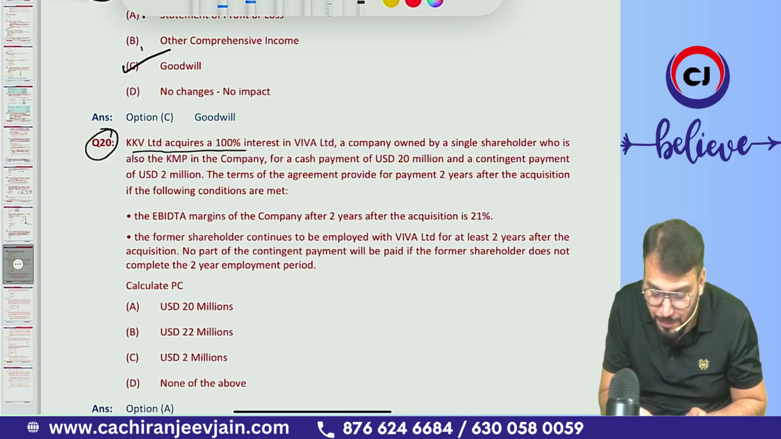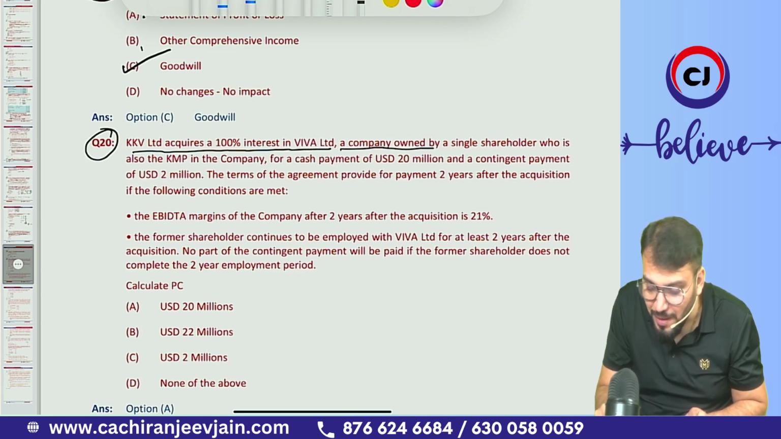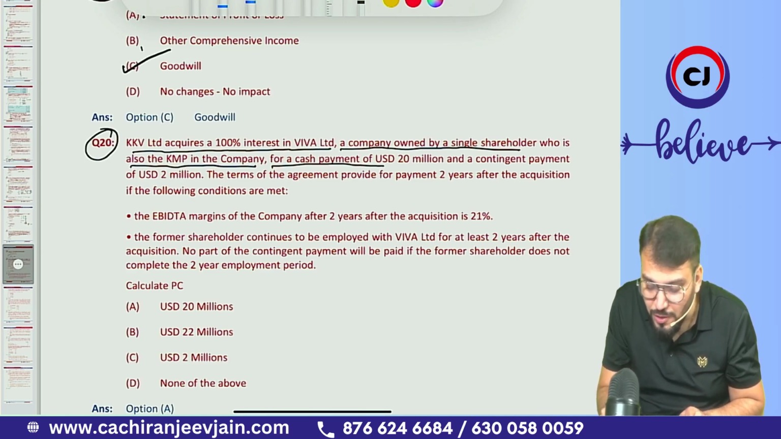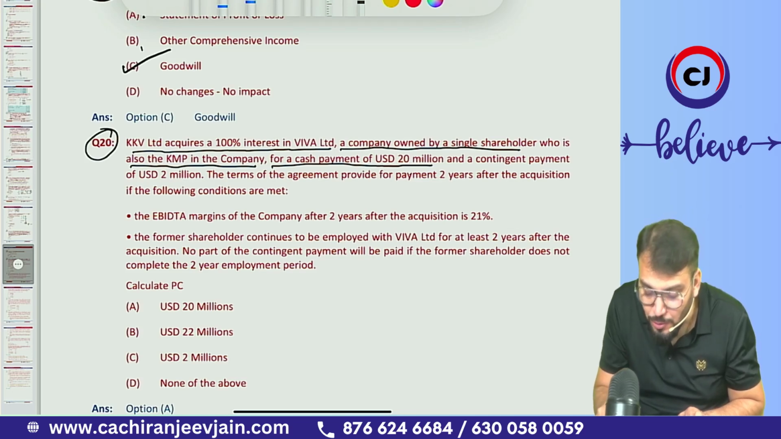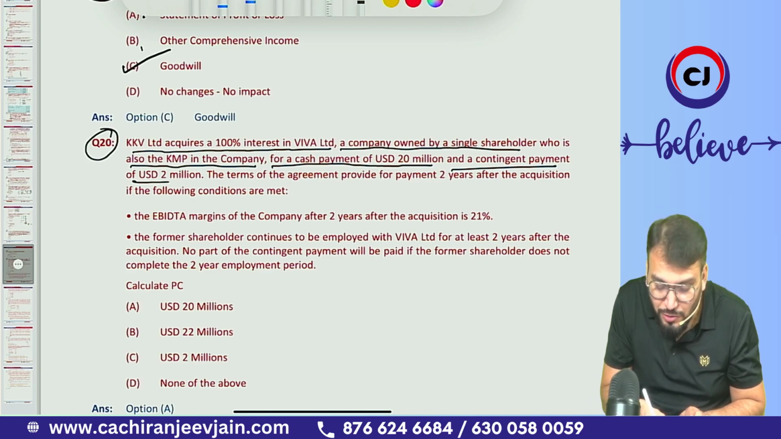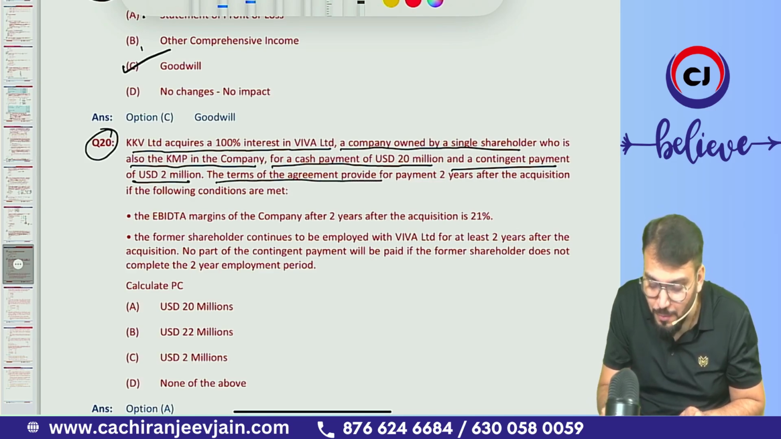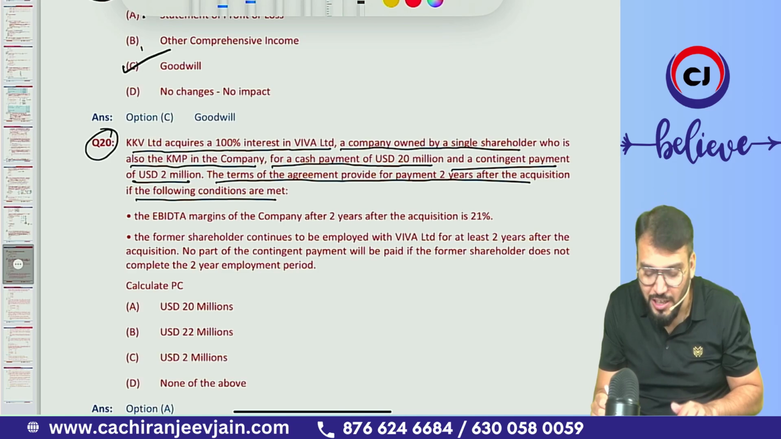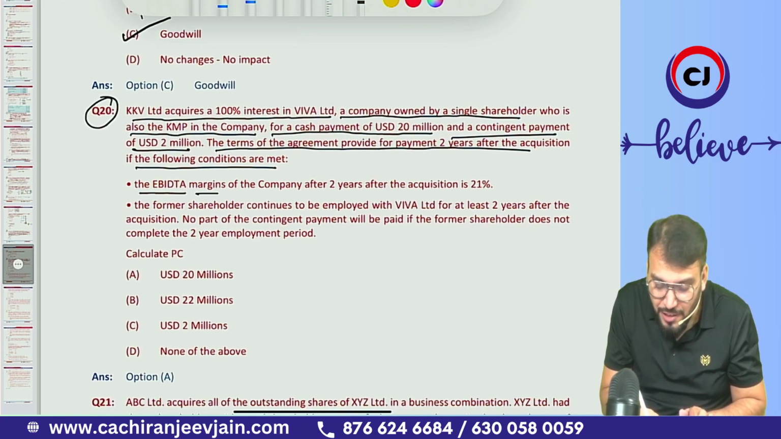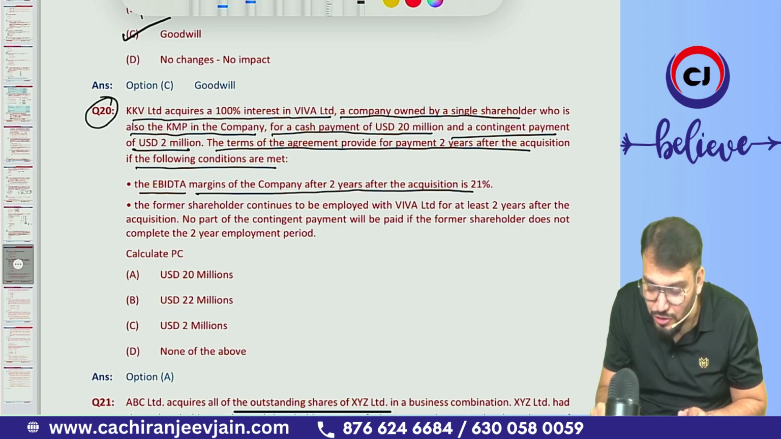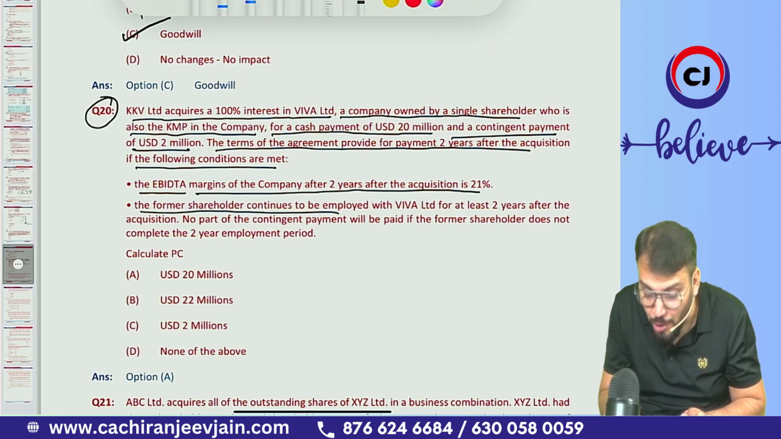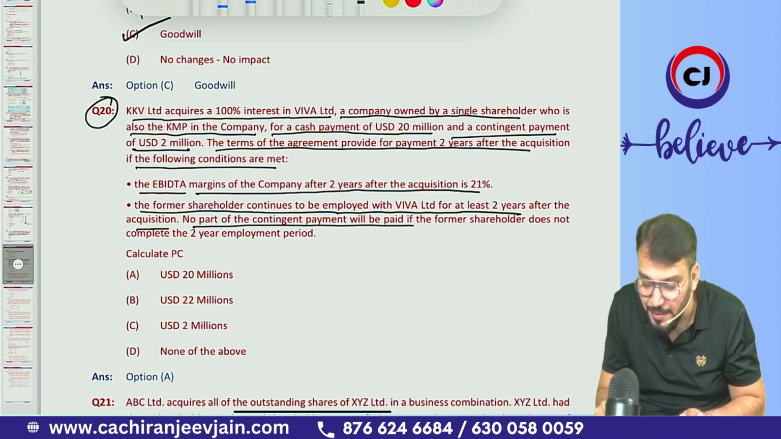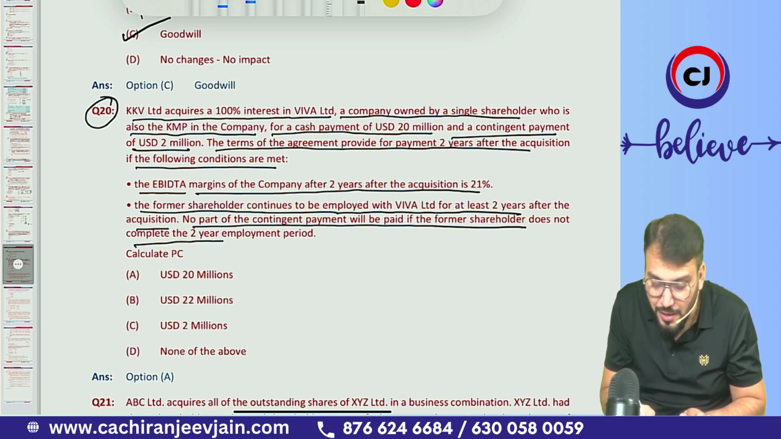Question 20. KKB acquired 100% interest in Viva Limited, a company owned by a single shareholder who is also a KMP in the company, for a cash payment of $20 million and a contingent payment of $2 million. The terms of agreement provide that payment is made 2 years after acquisition if the following conditions are met, so this will become a contingent consideration. The EBITDA margin of the company after 2 years is 21%, and the former shareholder continues to be employed with Viva for at least 2 years after acquisition.